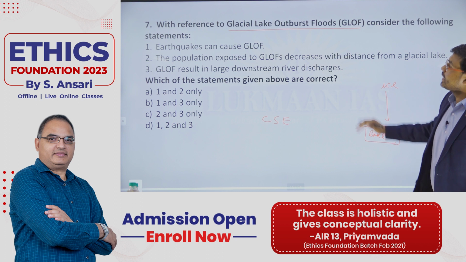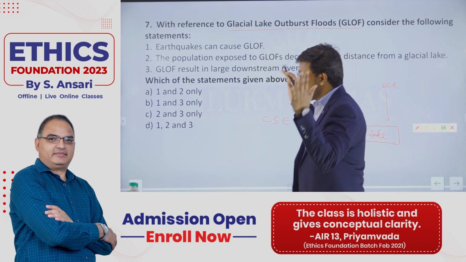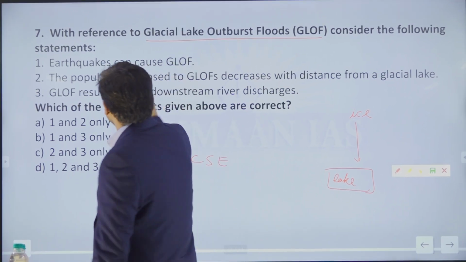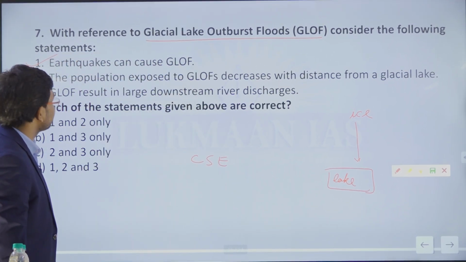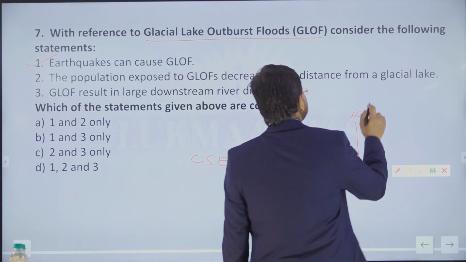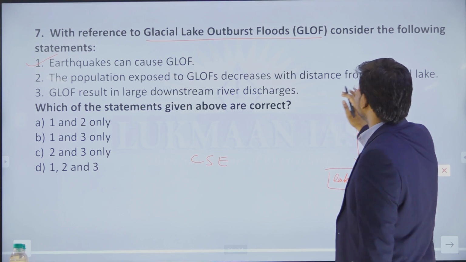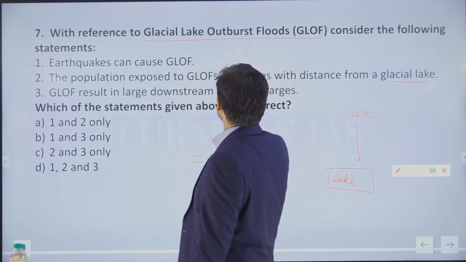It says earthquakes can cause glacial lake outburst floods. Definitely, in the high mountains, if an earthquake happens, it may lead to an outburst of the glacial lake. So this is possible. Second, the population exposed to GLOFs decreases with distance from the glacial lake. So this is incorrect.